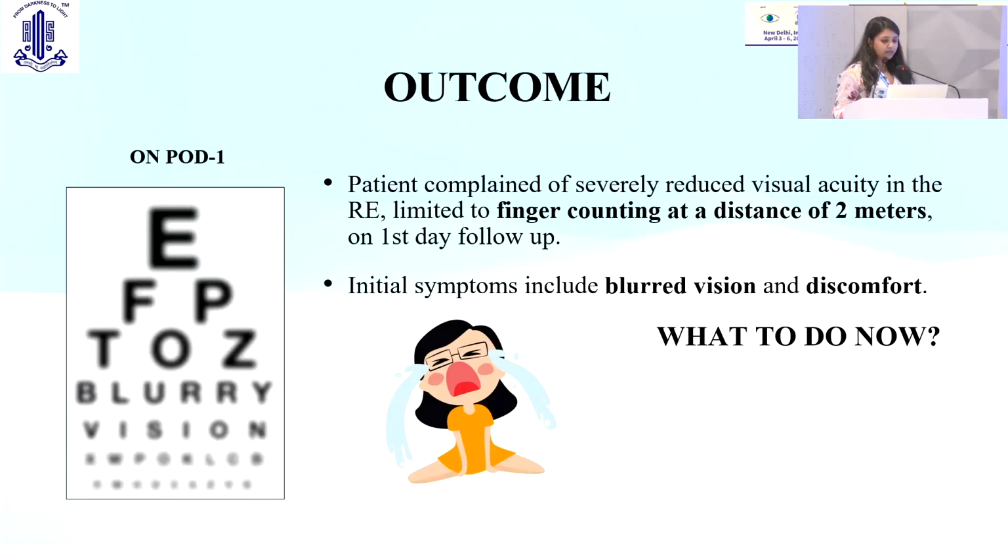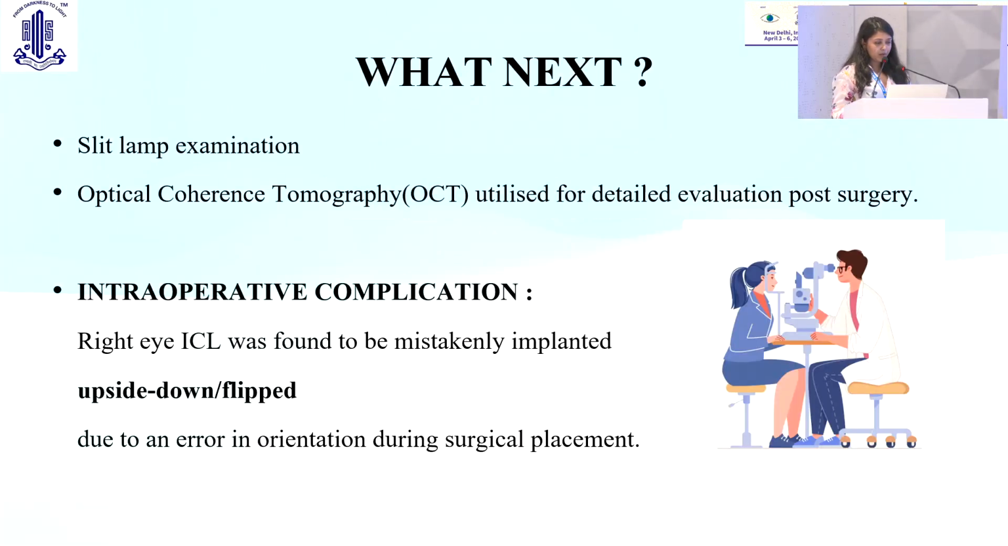On postoperative day 1, patient complained of severely reduced visual acuity in the right eye, limited to finger counting at a distance of 2 meters. Initial symptoms include blurred vision and discomfort. What to do now? So we did a slit lamp examination and optical coherence tomography, OCT, for evaluation post-surgery.